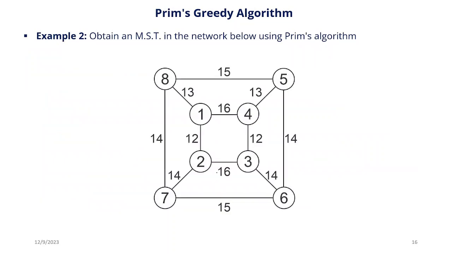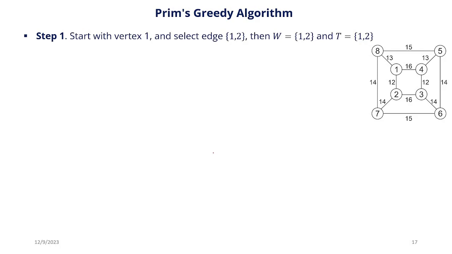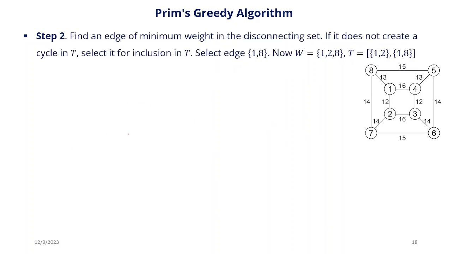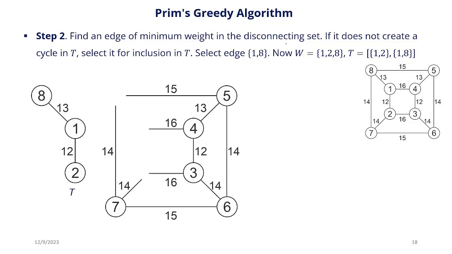So we look at the same example which we saw before. We now want to obtain the minimum weight spanning tree in this same graph by using Prim's greedy algorithm. We start with vertex 1 and select edge 1, 2. Then W is equal to {1, 2} and T is equal to {(1,2)}. We remove it and then we have disconnected it from the graph. So next we find an edge of minimum weight in the disconnecting set. If it does not create a cycle in T, select it for inclusion in T. So if we take 1 and 8, it doesn't create a cycle with what we have already created. So we select it and include it.